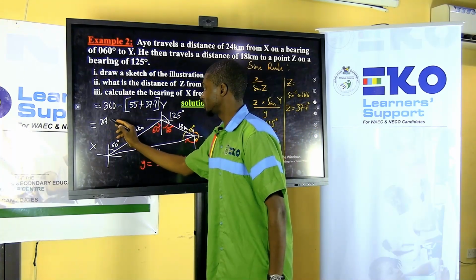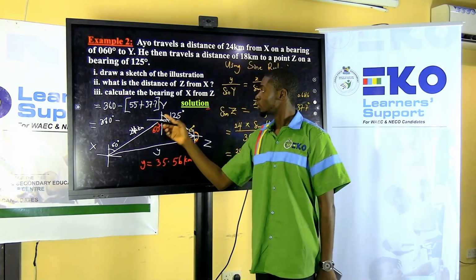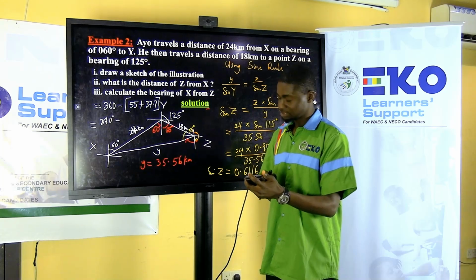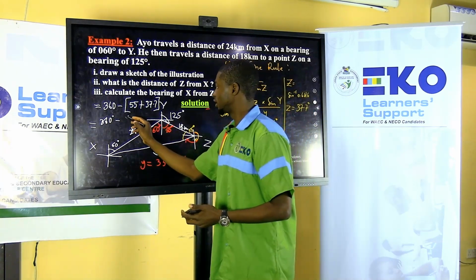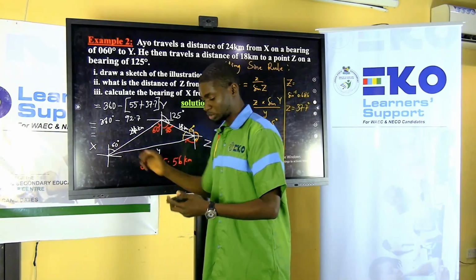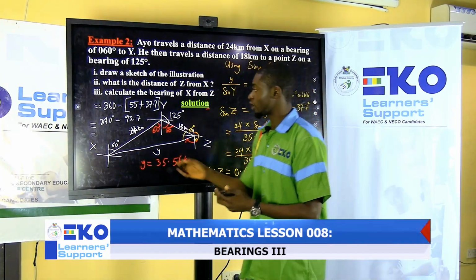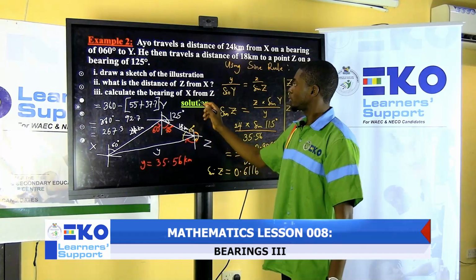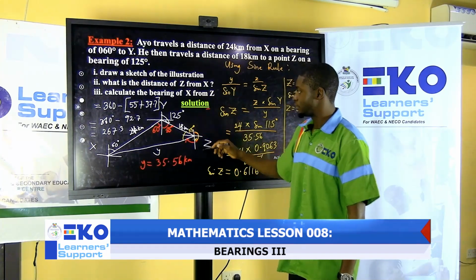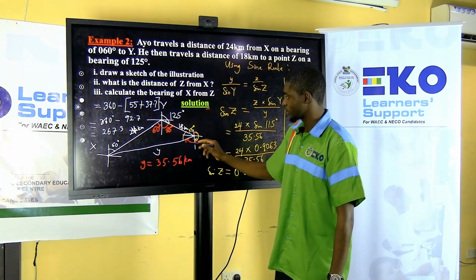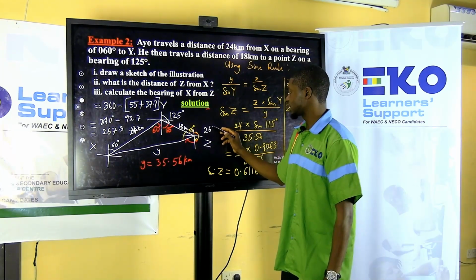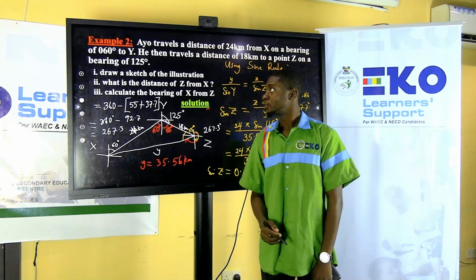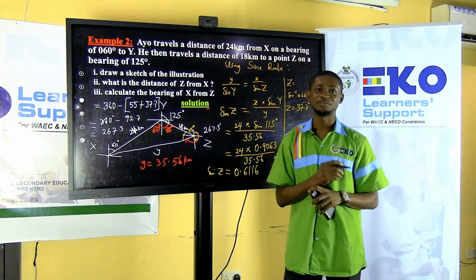That will be 360 degrees minus, so let's say 55 plus 37.7. That gives us 92.7. When you subtract this from 360, you have 267.3. Hence, we can conclude that the bearing of x from z, that is this one that we've marked, is 267.3 degrees. Probably you can approximate to be 267. You find that interesting, fantastic, and that is bearing for you.